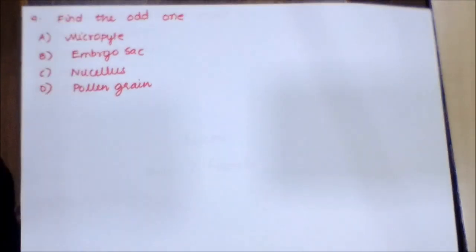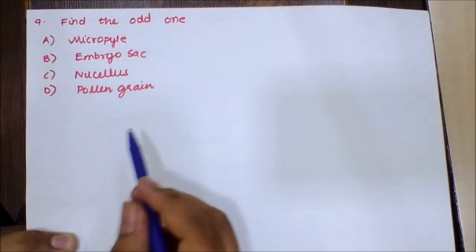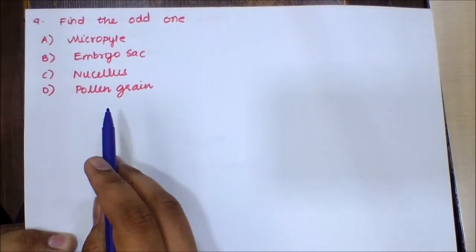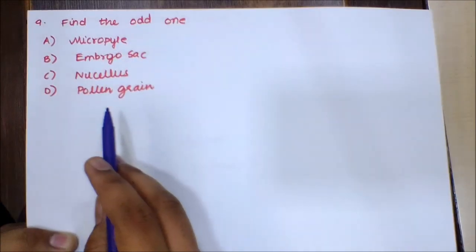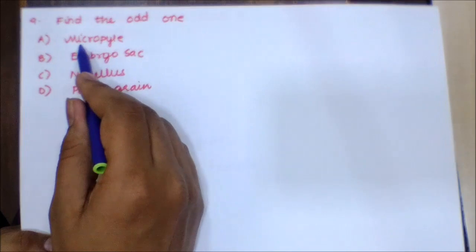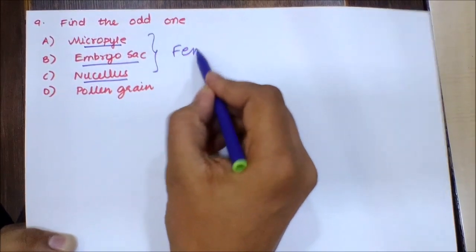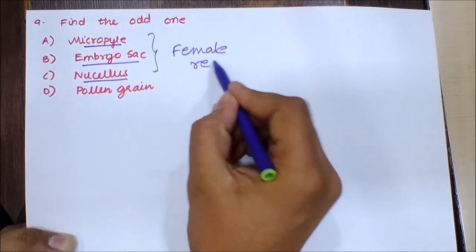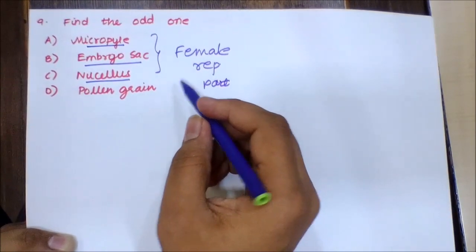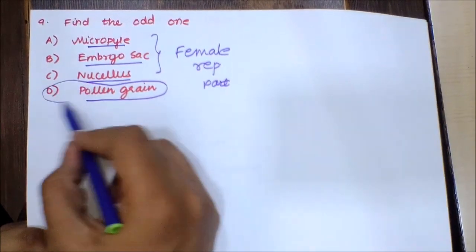Question number 9. Find the odd one. A, micropyle, B, embryo sac, C, nucleus, D, pollen grain. So now, as we know, micropyle, embryo sac and nucleus are nothing but female reproductive parts. Whereas pollen grain is a microspore, which is part of the male reproductive organ. So option D is the correct answer.